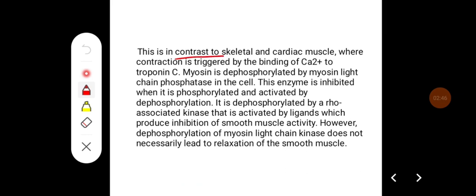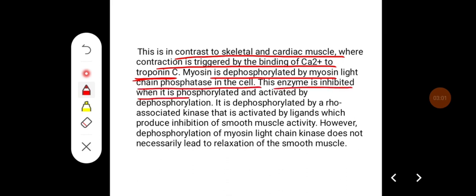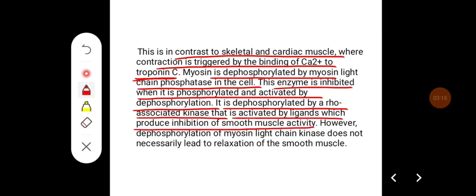This is in contrast to skeletal and cardiac muscle, where contraction is triggered by binding of calcium to troponin C. Myosin is dephosphorylated by myosin light chain phosphatase in the cell. This enzyme is inhibited when it is phosphorylated and activated by dephosphorylation. It is phosphorylated by Rho-associated kinase that is activated by ligands which produce inhibition of smooth muscle activity.